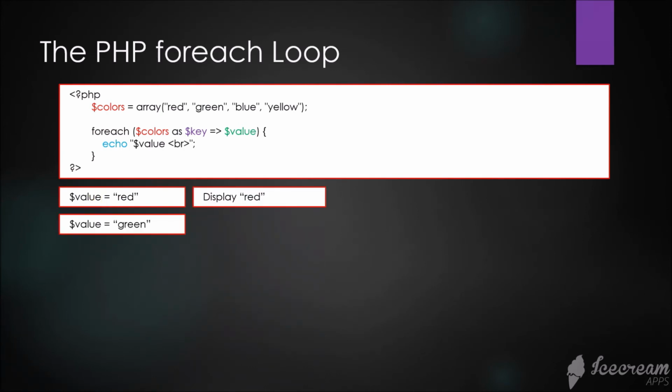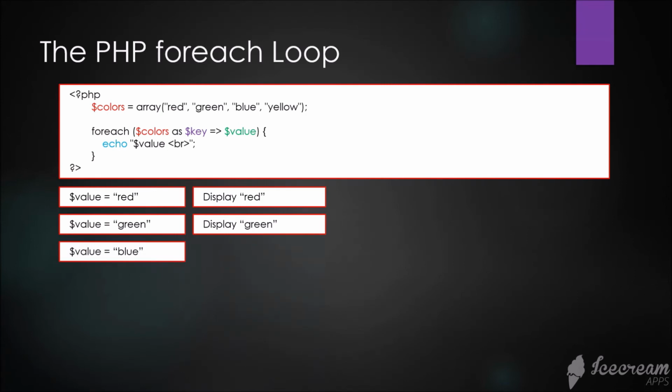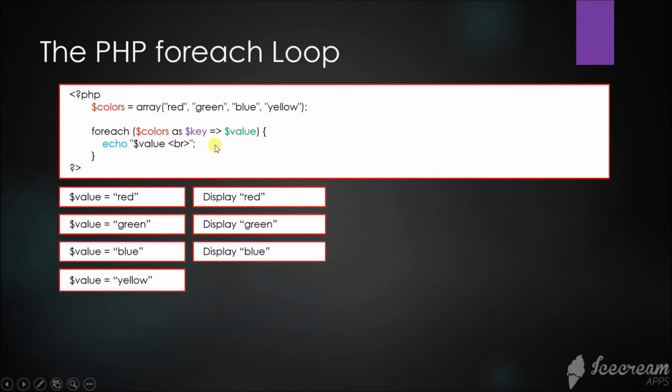And after that, second iteration, ma-assign naman yung green. Then display natin yung green. Then next iteration, mapupunta yung value dito sa blue. Then i-display na naman natin. Then next iteration na naman, mapupunta yung yellow na value sa ating variable.